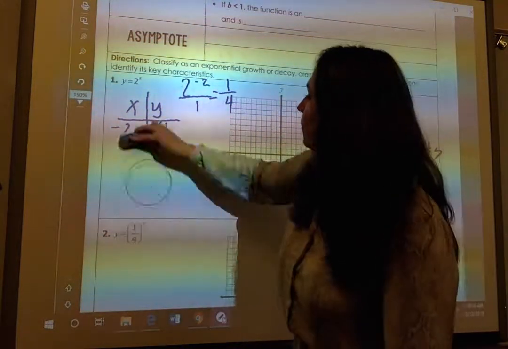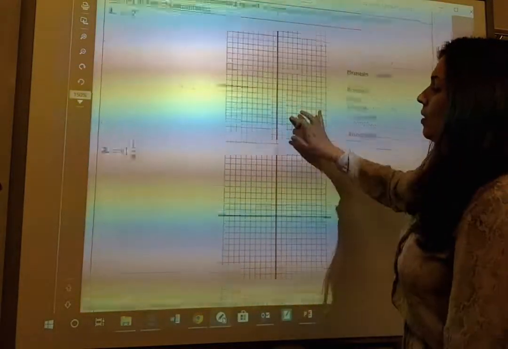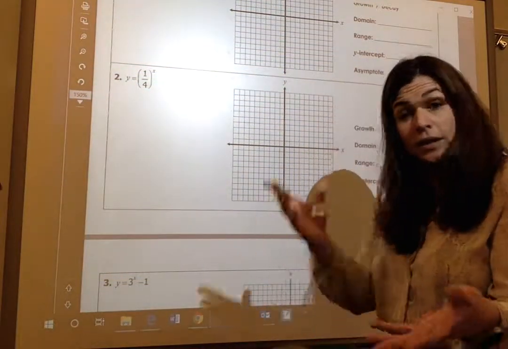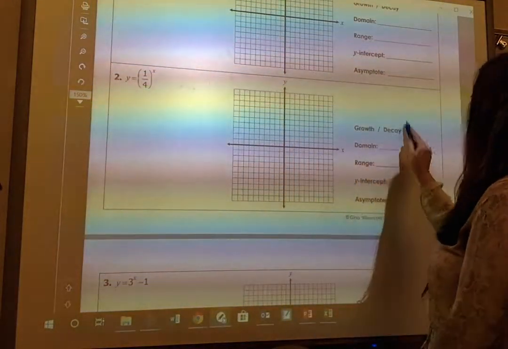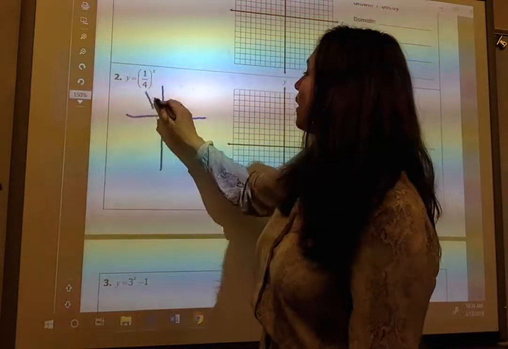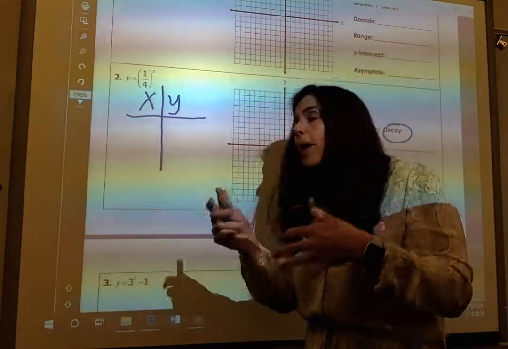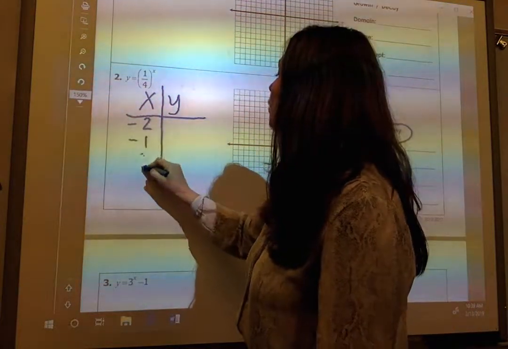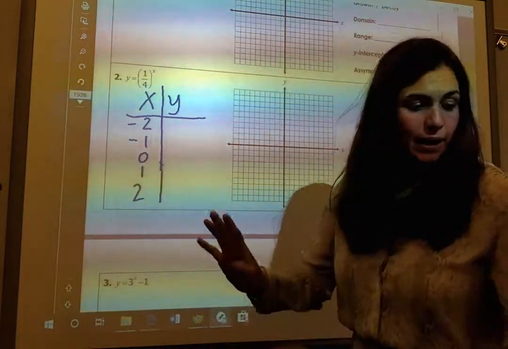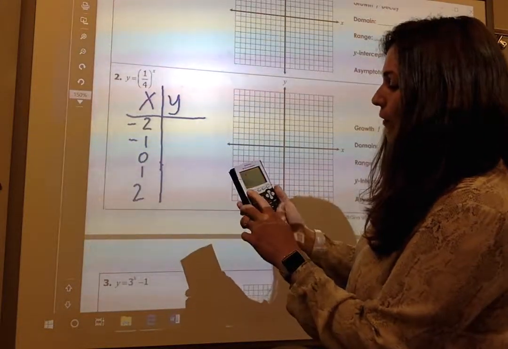All right, so let's take a look at 2. Right away, I know that my b value is less than 1, so I know that we're going to be looking at a decay. I'm going to make a table of values, and I always want my table of values to be a couple negatives, a couple positives. So I'm going to do -2, -1, 0, 1, and 2. Again, you can absolutely do these by hand, but I'm going to show you how to do it in the graphing calculator. So we turn our graph on.